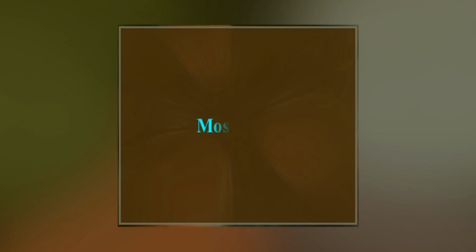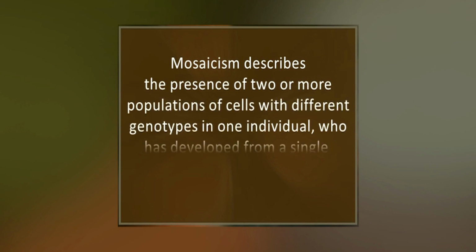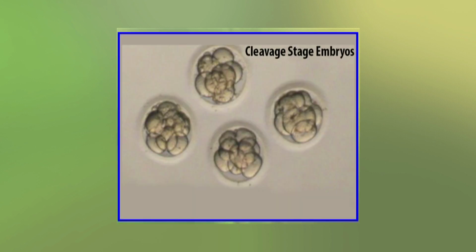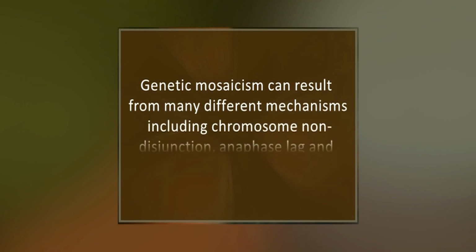Now, let us discuss the next part of today's lecture, that is mosaicism. In genetics, mosaicism describes the presence of two or more populations of cells with different genotypes in one individual who has developed from a single fertilized egg. Mosaicism has been reported to be present in as high as 70% of cleavage stage embryos and 90% of blastocyst stage embryos derived from in vitro fertilization. Genetic mosaicism can result from many different mechanisms, including chromosome non-disjunction, anaphase lag, and endoreplication.